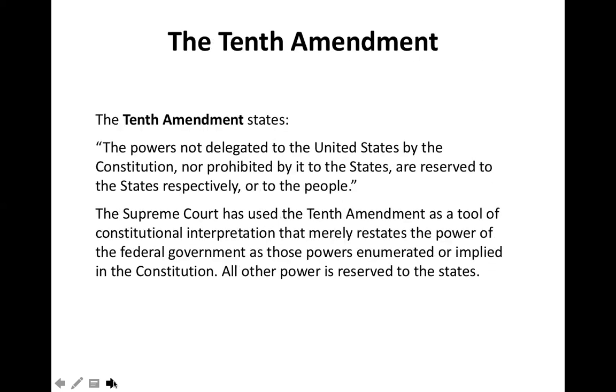So then we have the 10th Amendment. The 10th Amendment states, the powers not delegated to the United States by the Constitution, nor prohibited by it to the states, are reserved to the states respectively or to the people. So the 10th Amendment was actually what was used in the Dobbs healthcare decision about overturning Roe versus Wade. It's a tool of constitutional interpretation that restates the power of the federal government as those enumerated or implied in the Constitution. All other powers reserved to the state. So the way the court ruled in Dobbs was that the Constitution does not say you have a right to an abortion, which is why they left that to the states, because it's not expressly enumerated.